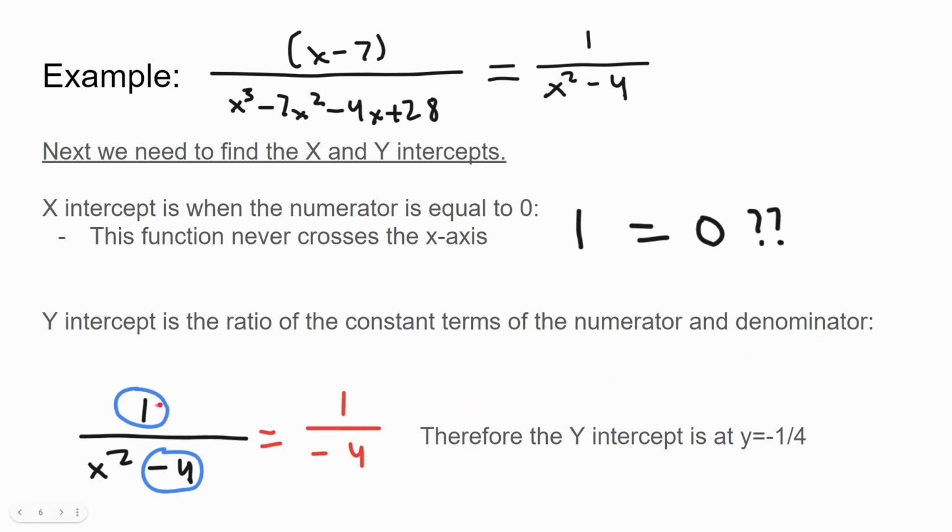Now, the y-intercept is the ratio of the constant terms of the numerator and denominator. So in this case, the numerator again is 1, and the denominator, the constant term, is minus 4, which is negative 4. So the ratio would be 1 over negative 4. And therefore, the y-intercept is at y equals negative 1 over 4.